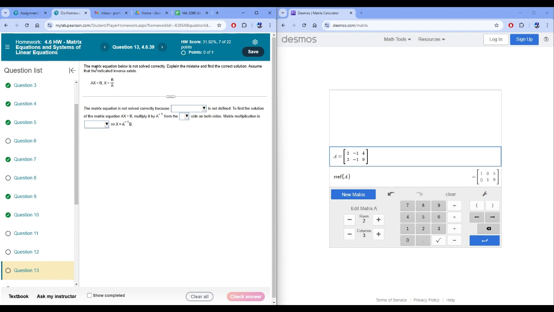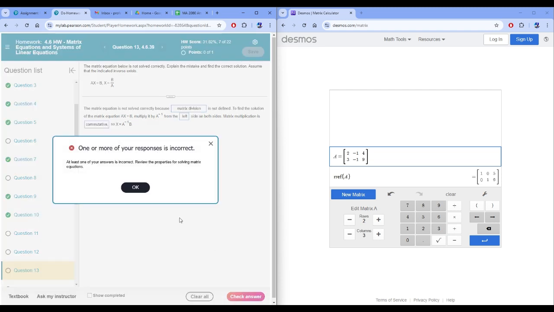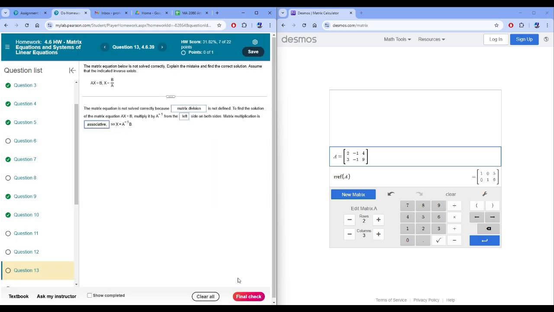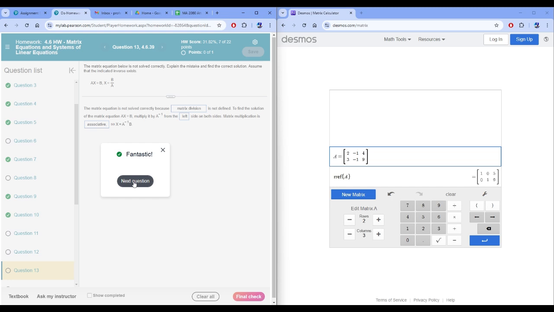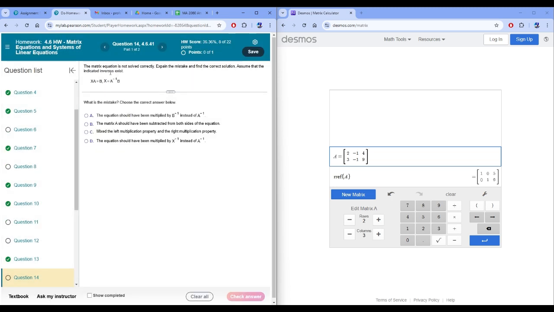All right, let's see. The matrix equation below is not solved correctly. Explain the mistake. So you cannot divide by A, because matrix division is not defined. To find the solution of the matrix equation, you multiply from the, what side do we have to multiply? By the left side, so then you'd have to multiply B to the, matrix multiplication is, I think it's associative. Yeah, I think it's associative. There you go. Yep.